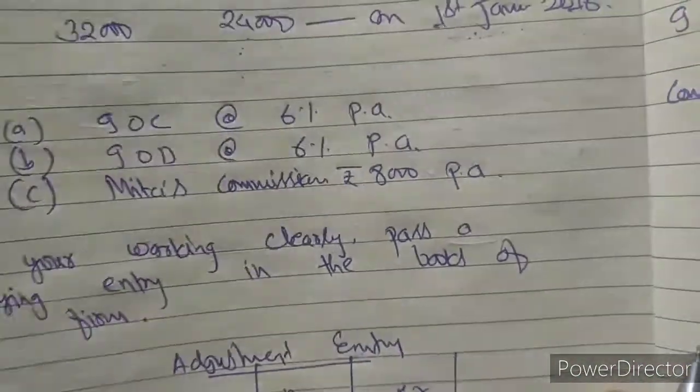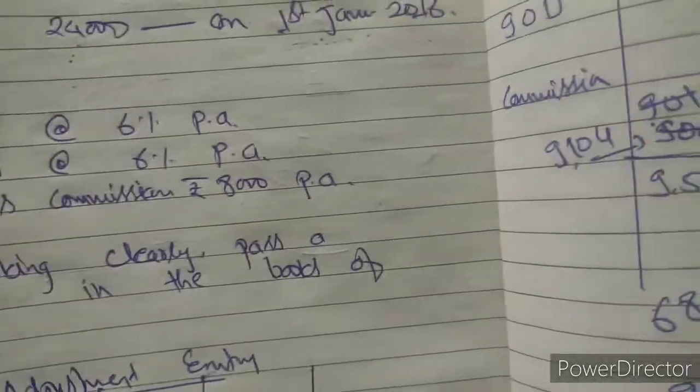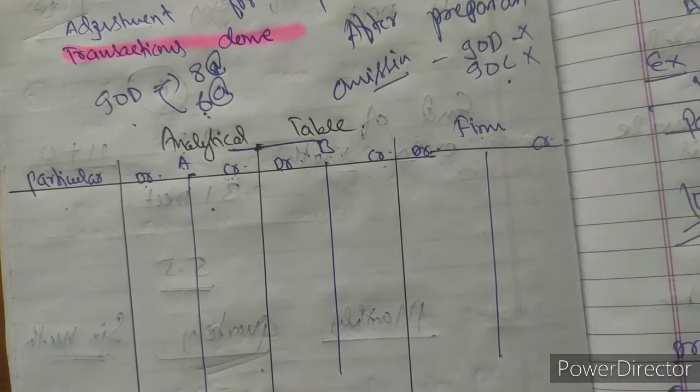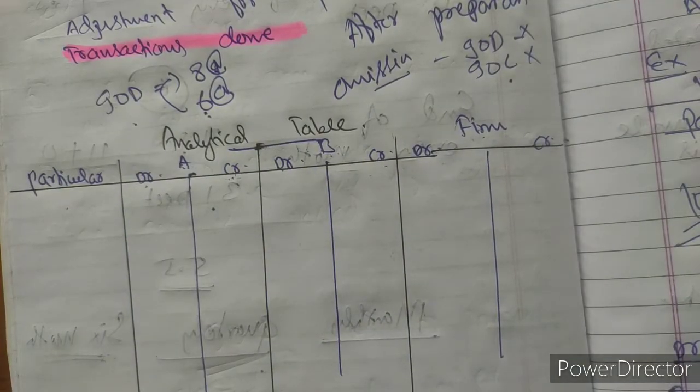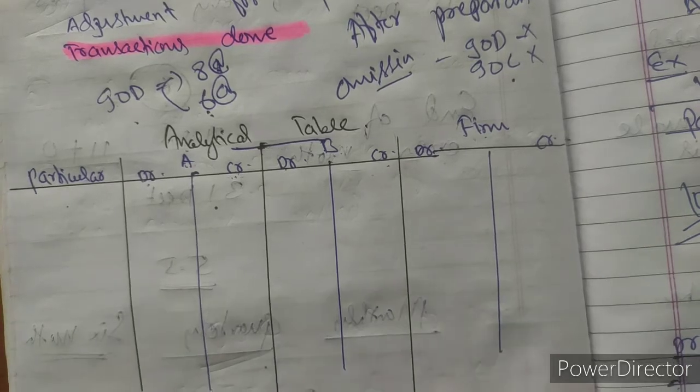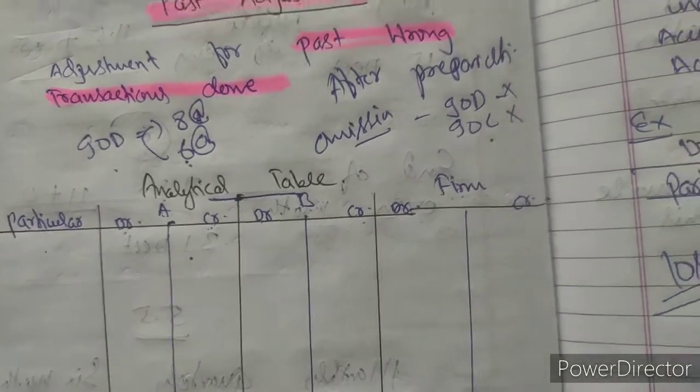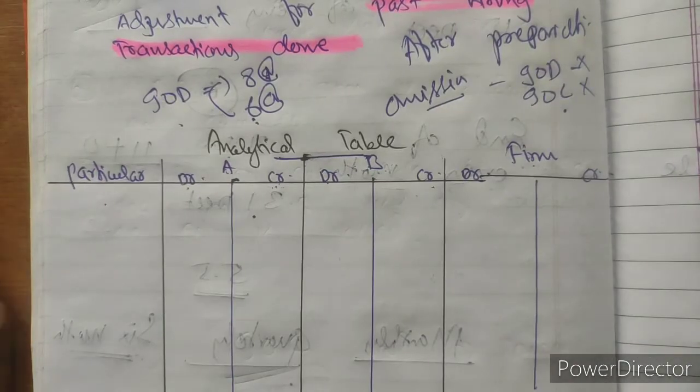So first, what will we be preparing? We will be preparing one analytical table. I told you how to prepare the analytical table. Let us pass some entries over here in the analytical table. While doing the entries, first we have to give certain things. Let us take this. In this case, what is their interest on capital?